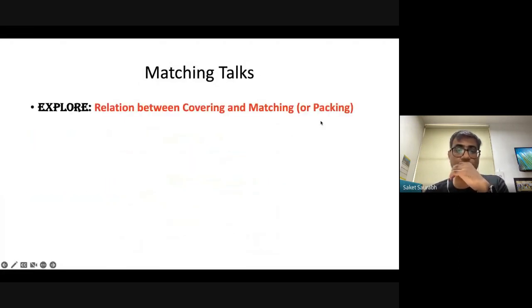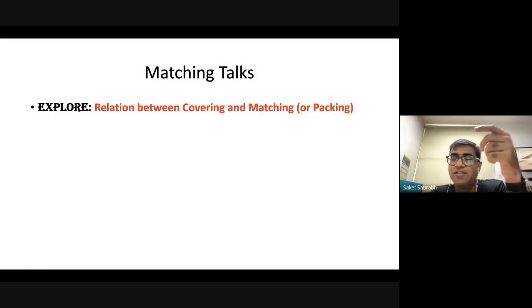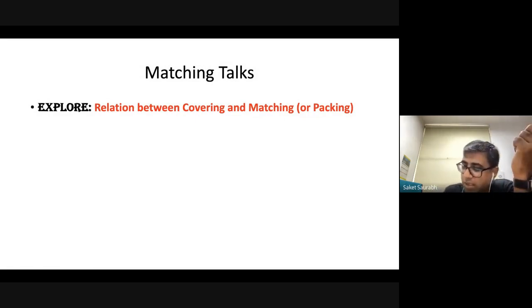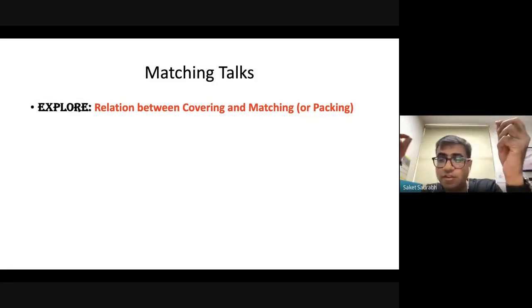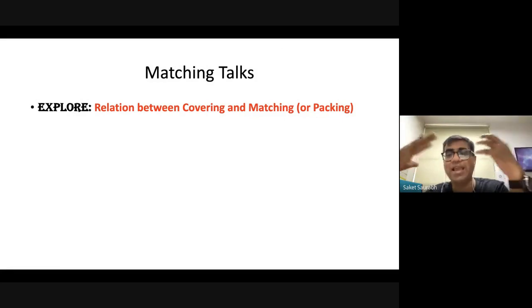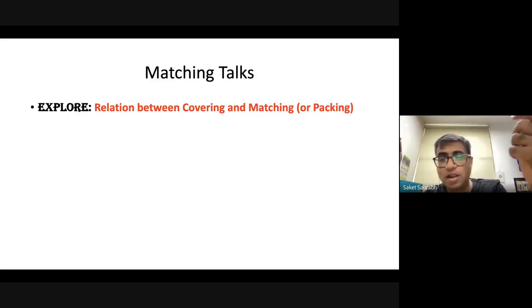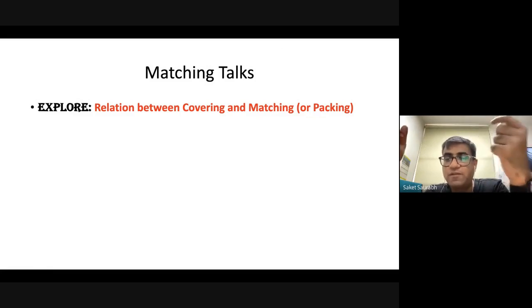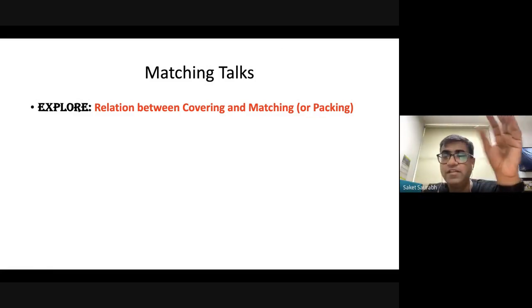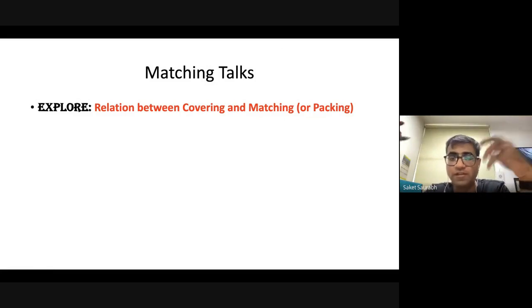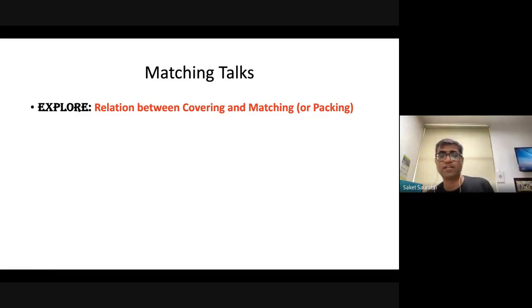Okay, so another viewpoint we can take on matching is that you're packing edges. What is packing? Packing means you're trying to find a set of objects that are pairwise disjoint, and you want to pack as many objects as possible. Now imagine you're trying to pack edges in your graph. What property do you expect from these edges? You want a set of edges that do not share any common endpoint. So this is packing. Matching can also be thought of as packing edges.